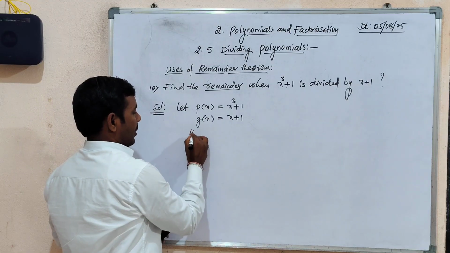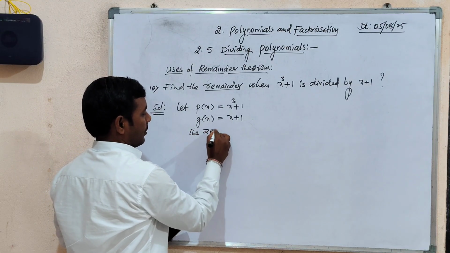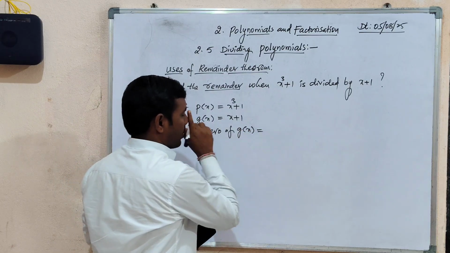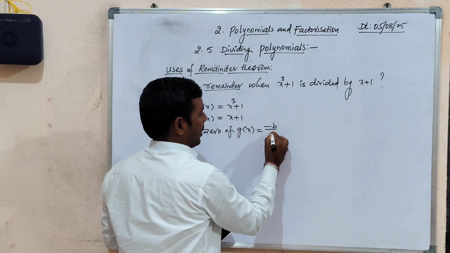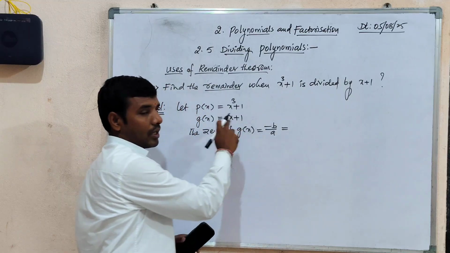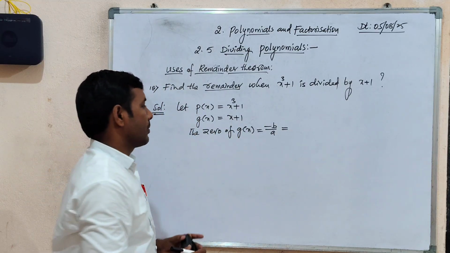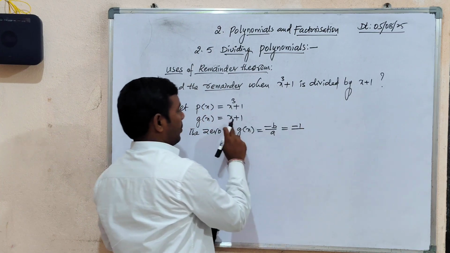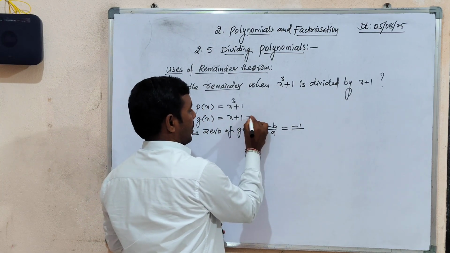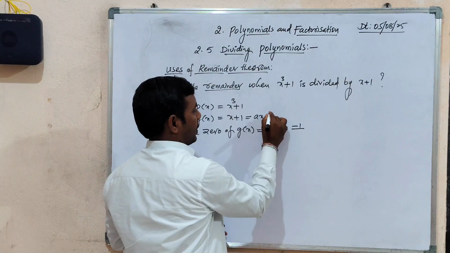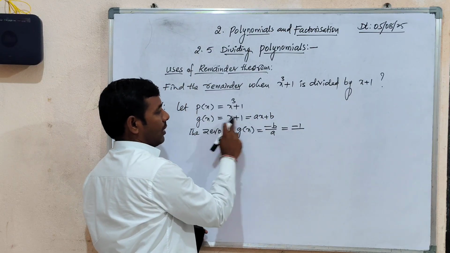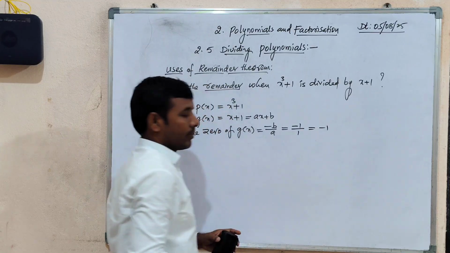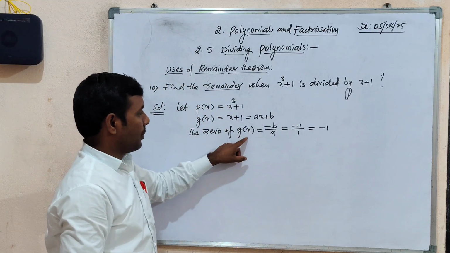See, the 0 of g of x, the formula is minus b by a. Why? It is a linear polynomial, that's all. Minus b, b is 1, and a is 1. Just compare this with ax plus b: a value 1, b value 1. Substitute there. What is the answer? Minus 1. The 0 of g of x is minus 1.